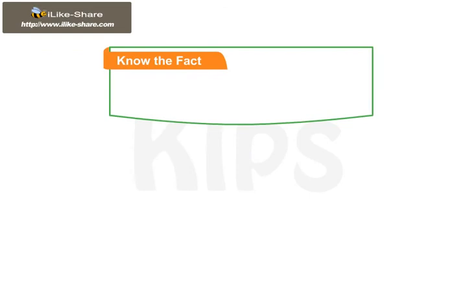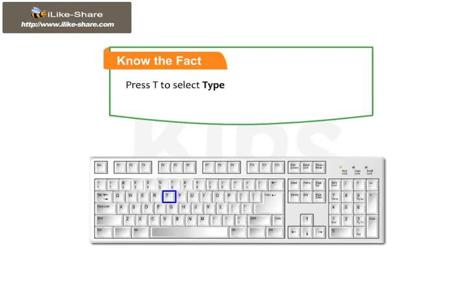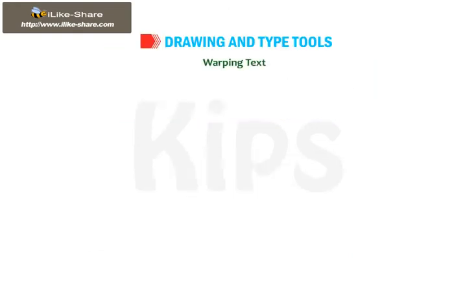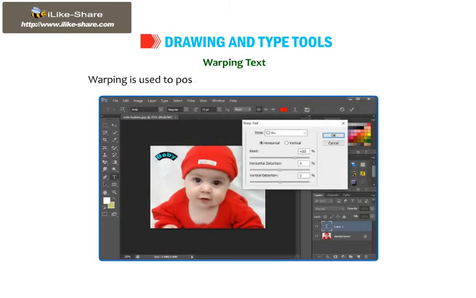Students, let's know the fact. Press T to select the Type tool and Shift plus T to switch between horizontal and vertical Type tool. Warping text. Warping is used to position the letters or text in different shapes.